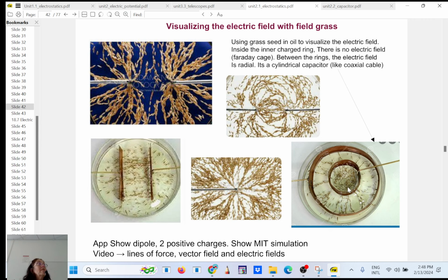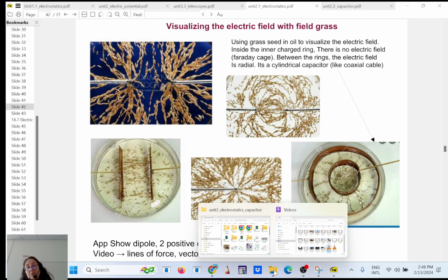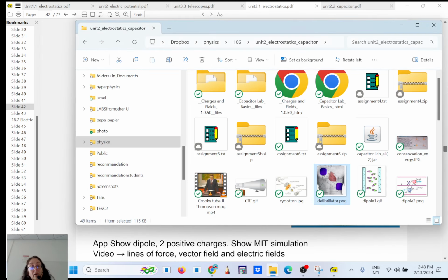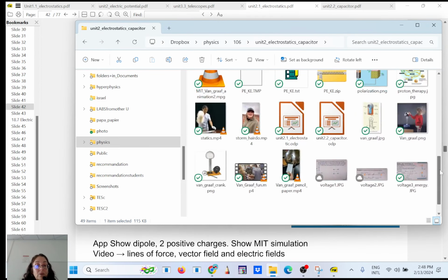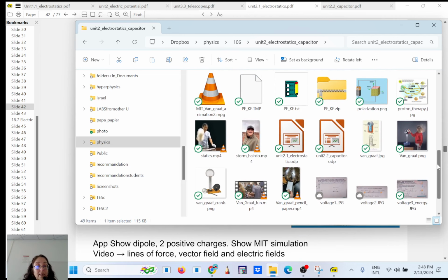So if you have lightning outside, you stay inside your car, you're going to be safe. This is called a Faraday cage. Inside a conductor, you cannot have an electric field. It's important for biology. That's why I'm trying to emphasize the concept. The concept is the most important.